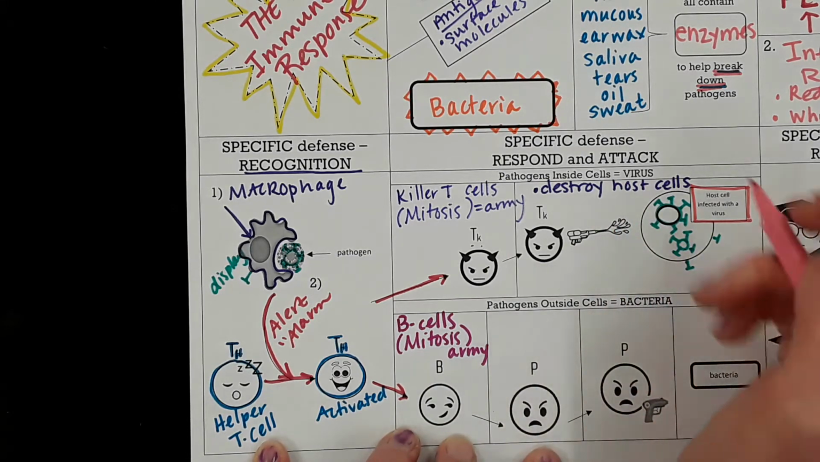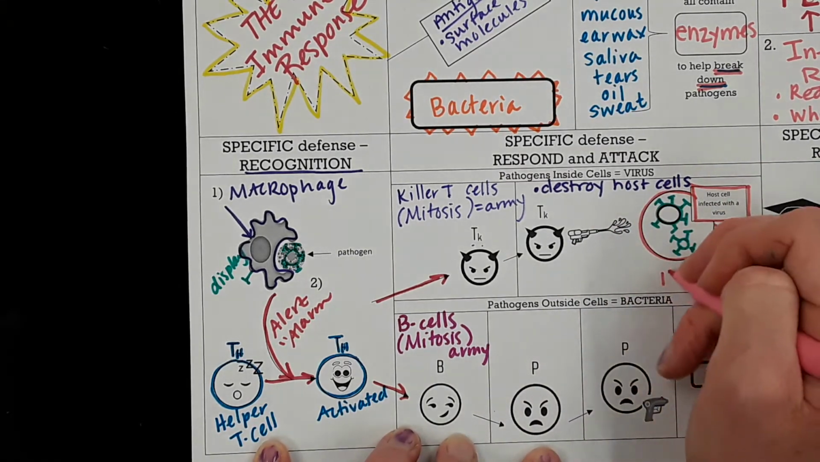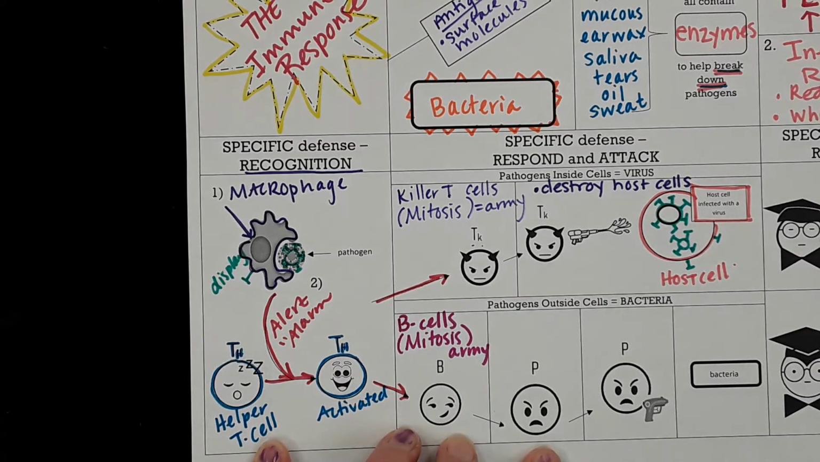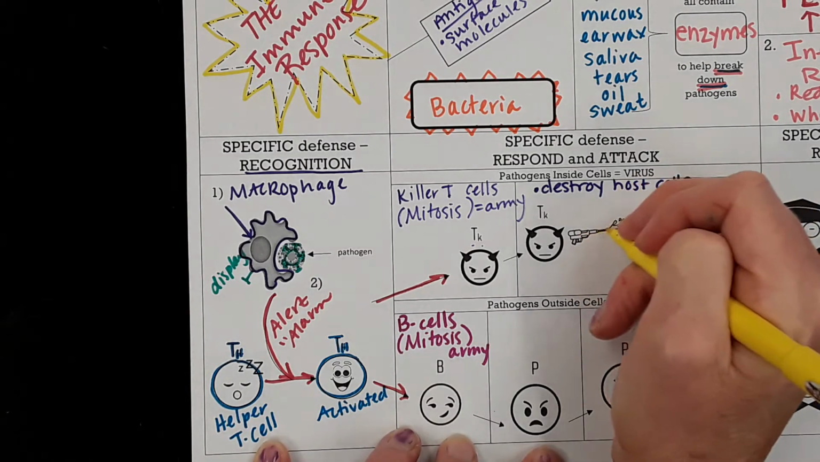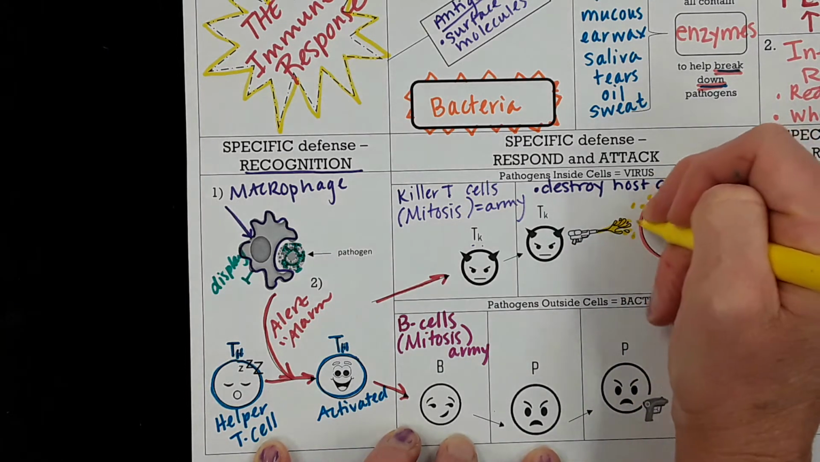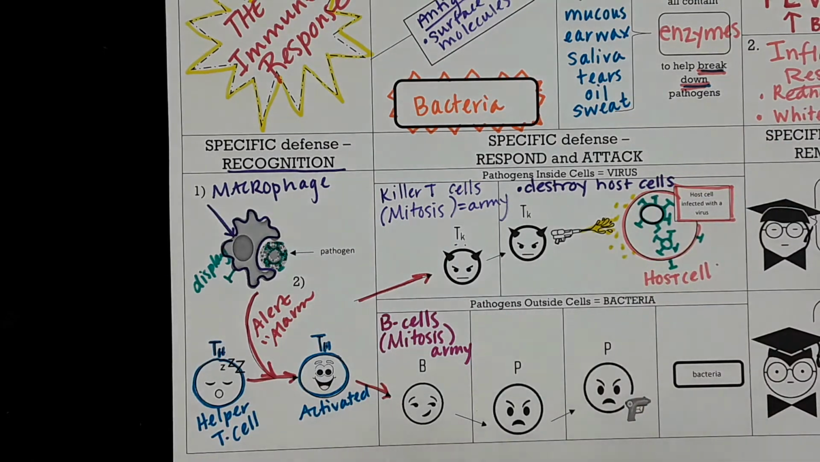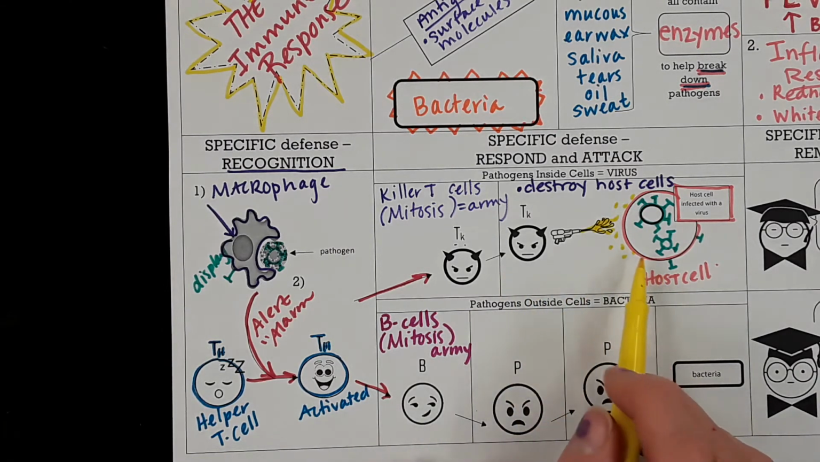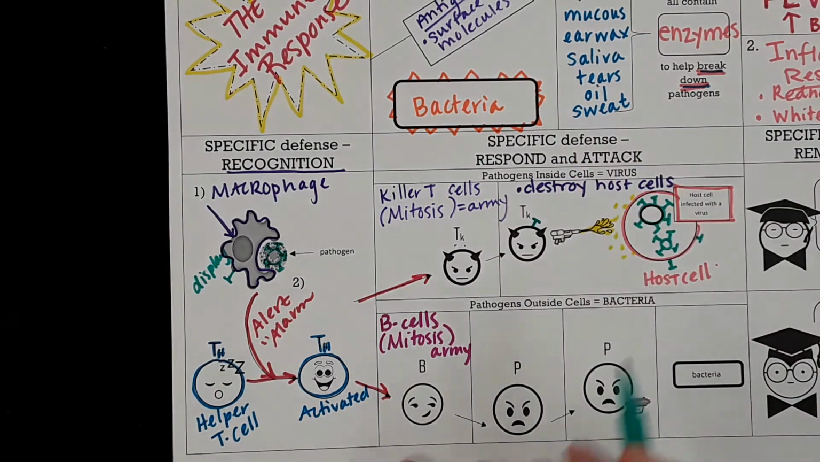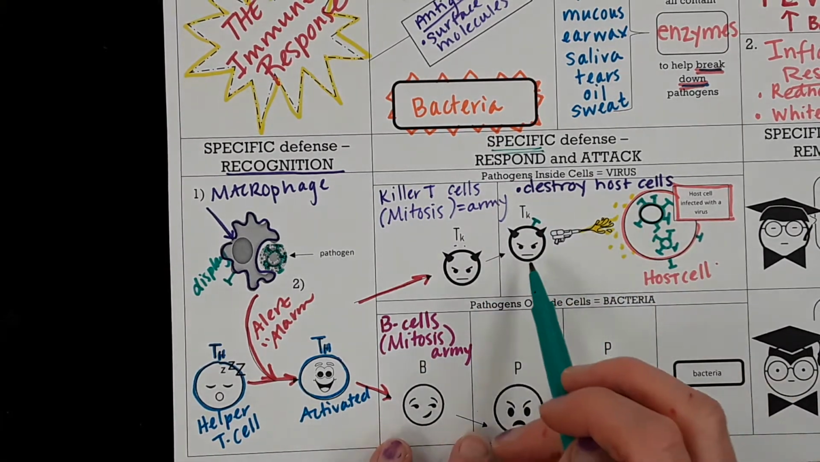All right, so this pathogen is inside the cells. The viruses get inside the host cell. So this right here is a host cell. And what the killer T cell is going to do is release these things called perforins and other enzymes and chemicals. What they're going to do is dissolve the membrane and cause it to break apart and implode or explode. All of this is going to get released, and it's going to destroy the host cell.